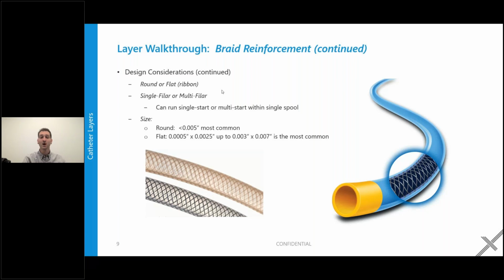One of the problems with braid is you've got wires that are crossing over each other. And so the diameter or thickness of the wire is 2x when we're talking about the wall thickness space that takes up. We can also run single filar or multi-filar in braid. Obviously, single filar is the most common, but there's times when you want to run a multi-start on a single spool, and essentially you can take 3 round wires that would be equivalent to a ribbon wire of the same dimensions, roughly, thickness and width.